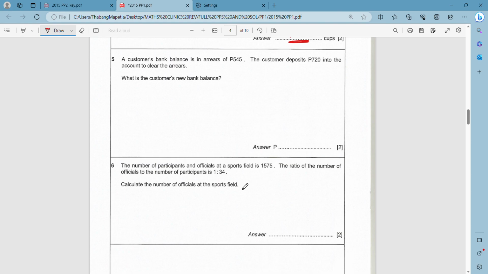It says a customer's bank balance is in arrears. A customer's bank balance is in arrears. Arrears is the negatives.